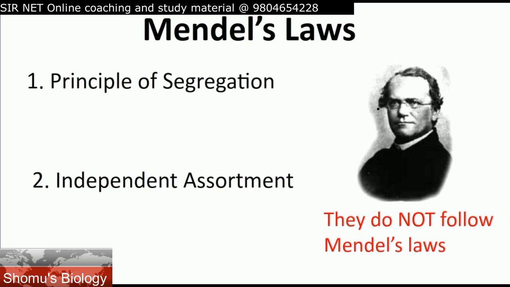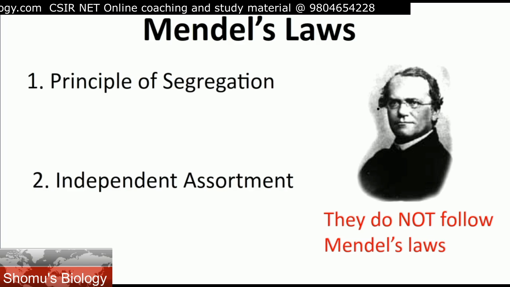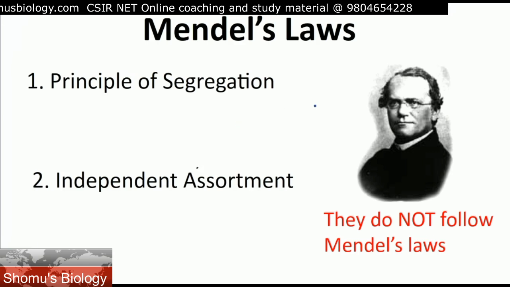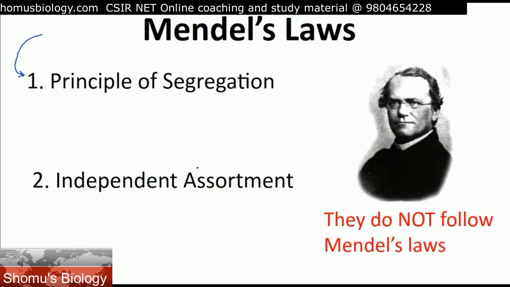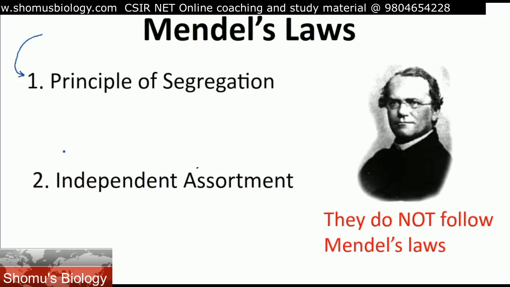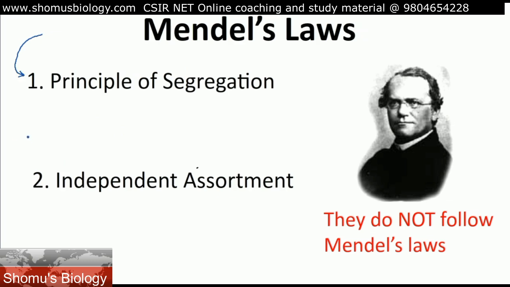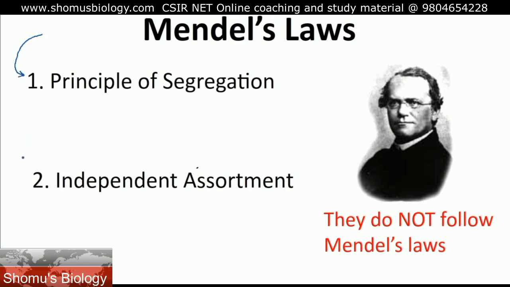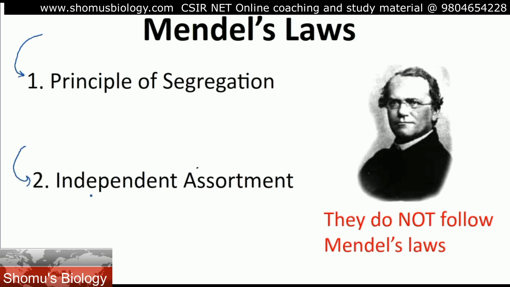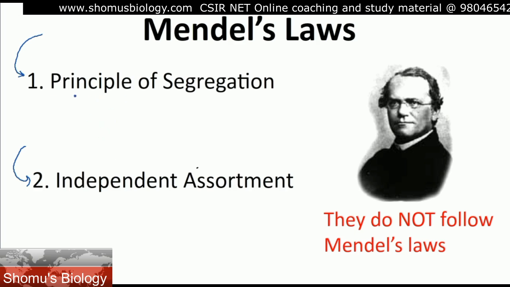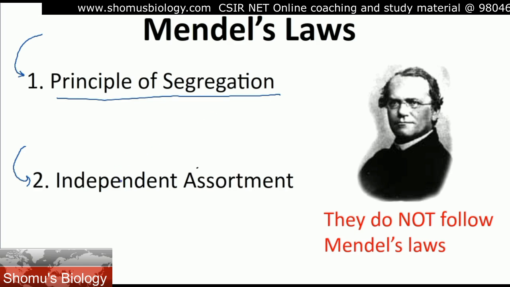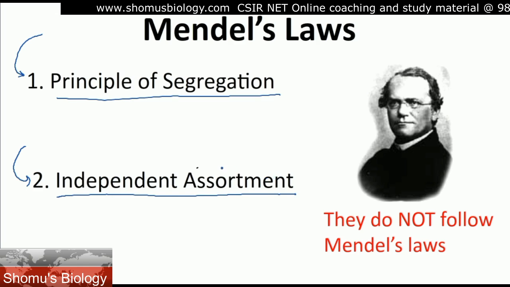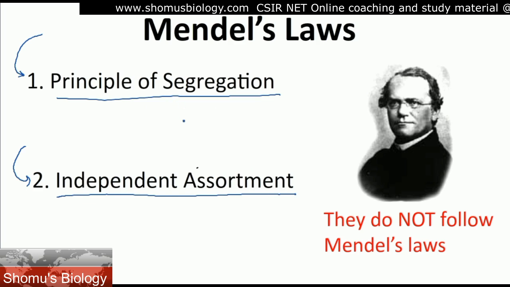Based on the series of experiments he performed, he either performed the experiment with one particular trait, one particular character, or sometimes with more than one character. When he performed experiments with one particular character in a cross between organisms, we call it a monohybrid cross, because it involves one character. The monohybrid cross gives us an important principle or law. Once he used two different characters, we call it a dihybrid cross, and from the dihybrid cross he found the second important law. So we will be discussing these two laws. The first law is the law of segregation, and the second is the law of independent assortment.